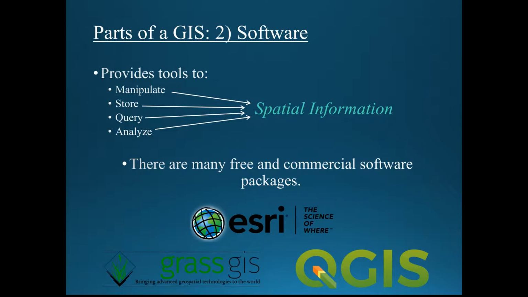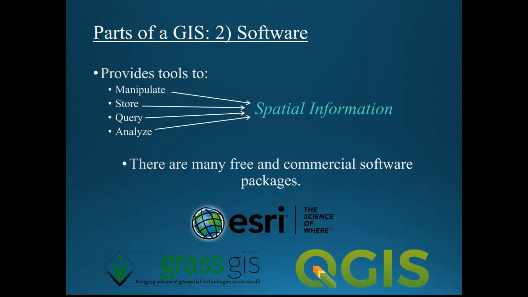All right, second part of GIS is software. The purpose of software is to provide tools that can manipulate, store, query, and analyze our spatial information. We like to be able to manipulate it, meaning that we can move it around, we can zoom in and out, we can skew it, we can translate it, transform it, all those things. Then we want to be able to store it. Software that specifically lets us save it in formats that are useful, whether it's a digital format or an actual physical format, so it has a plotting service associated to it.